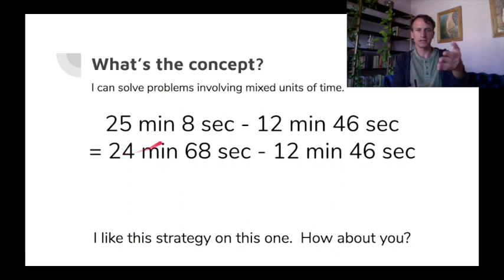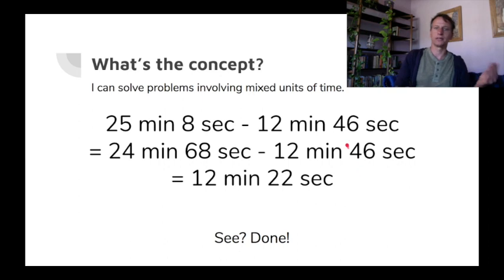12 minutes from 24 minutes leaves 12 minutes. 68 seconds minus 46 seconds is 22 seconds. So 12 minutes, 22 seconds. Okay, so this is where the regrouping strategy works well.